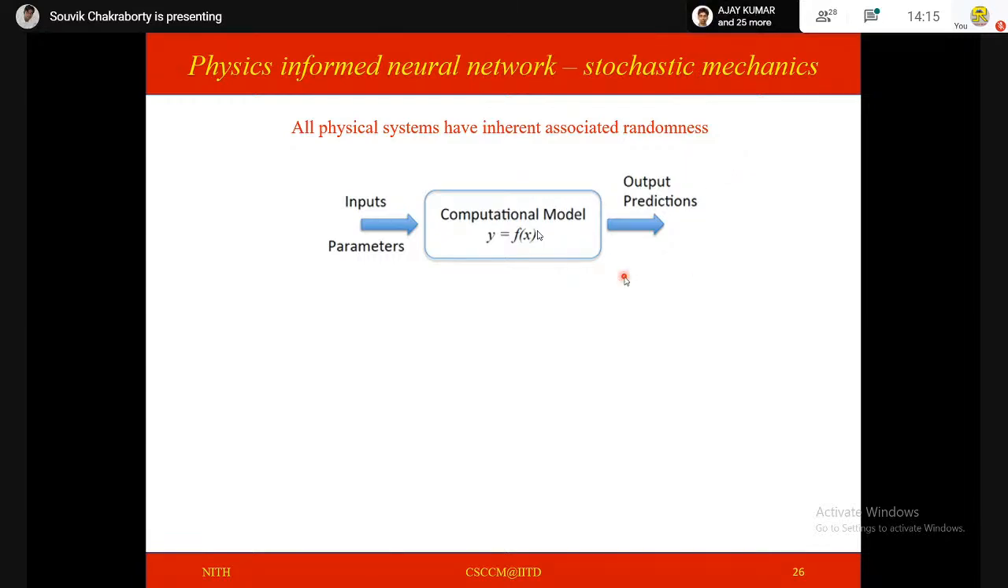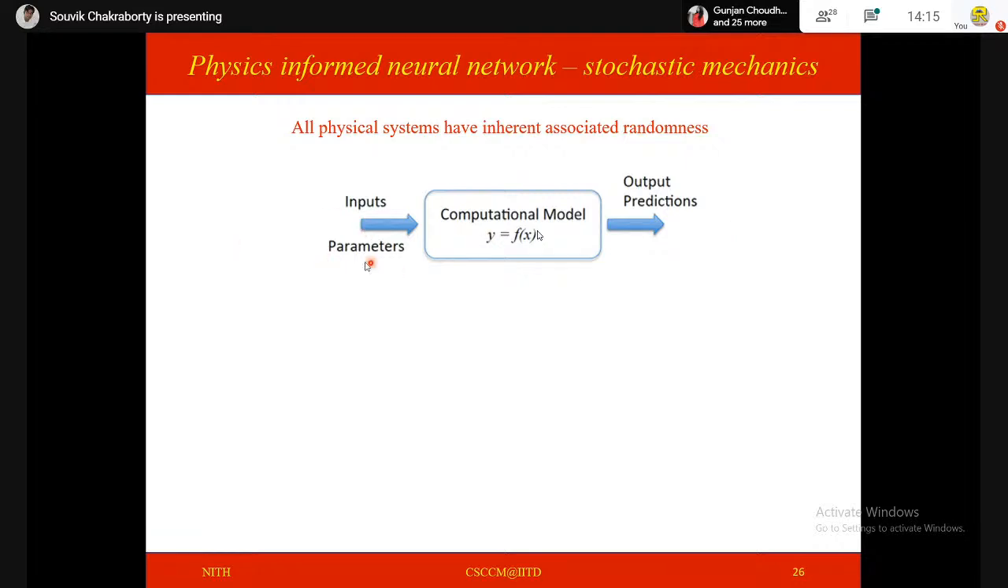So you see, generally when you solve a problem, this is what you do. You provide some inputs like the loading, forces and all those things. You provide the parameters, elastic modulus, Poisson's ratio, and then you have a computational model like the finite element method, and that will give you some predictions of displacement, responses like stresses, strains, and all those things. And that is what you and myself and everyone generally does.